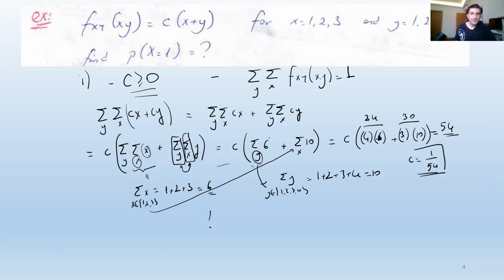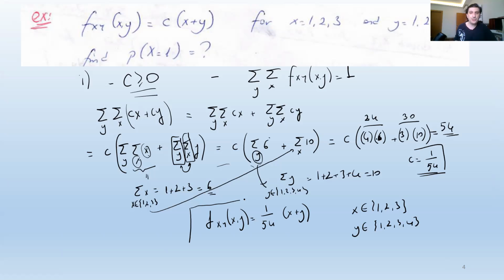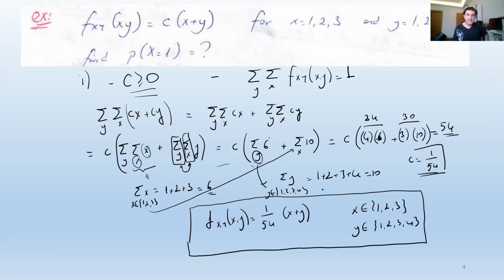Clearly, the probability mass function of this process is going to be equal to 1 over 54 (x plus y), with the domains of the random variables represented. So this is going to be the description of our process. Note that if you recall, a random experiment is described by a probability density or probability mass function and its support. Now we have 2 variables, therefore this is going to be the description.